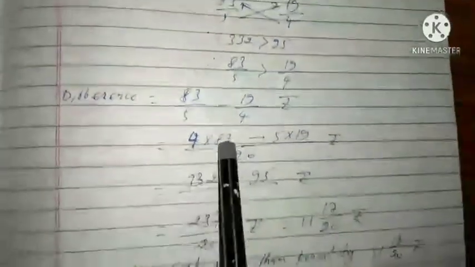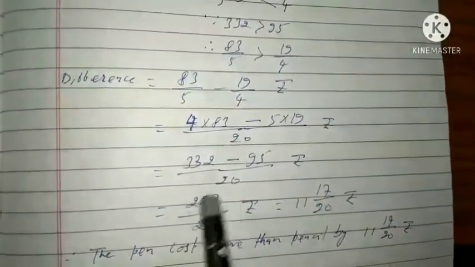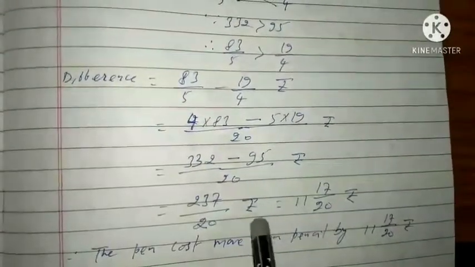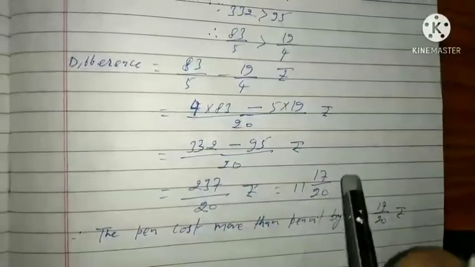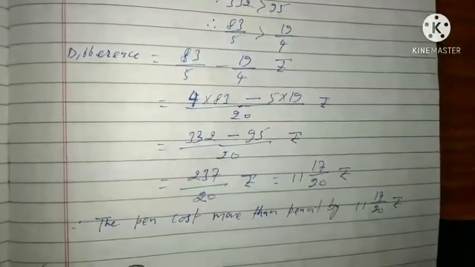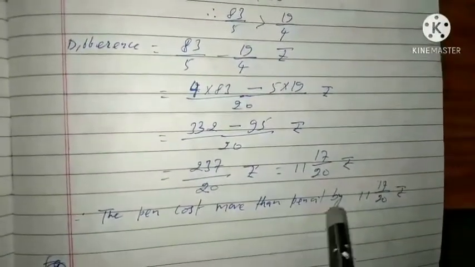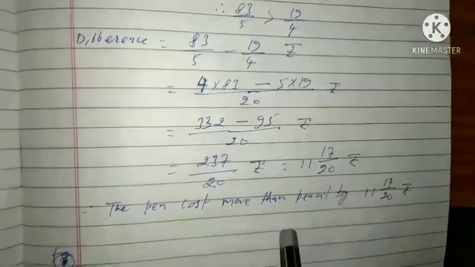And also we have to find the difference, that is 83 by 5 minus 19 by 4. On subtracting this, we get 237 by 20 rupees. That can again be converted into the mixed fraction as 11 and 17 by 20 rupees. Therefore the pen costs more than the pencil by 11 and 17 by 20 rupees.